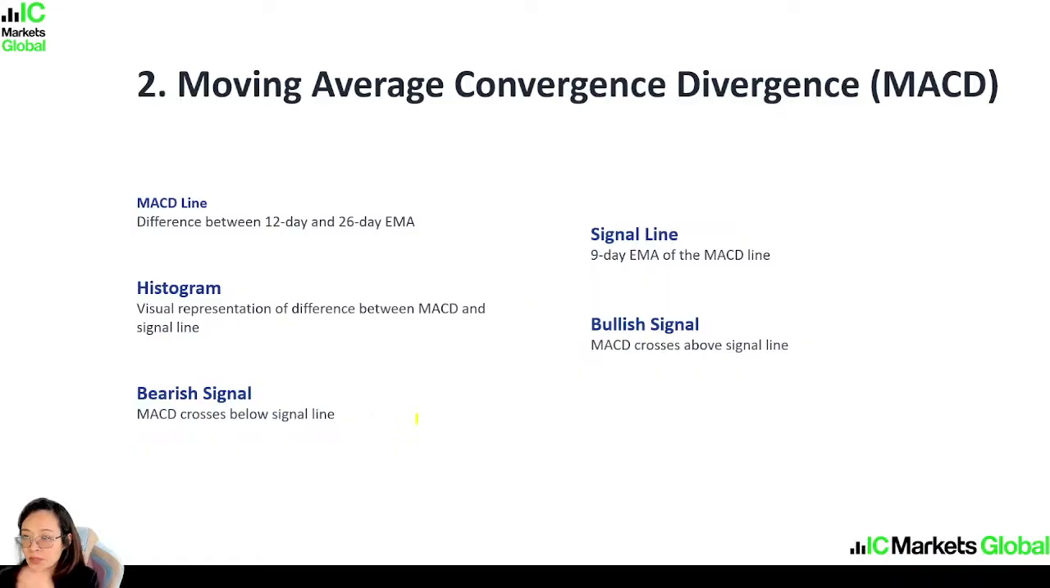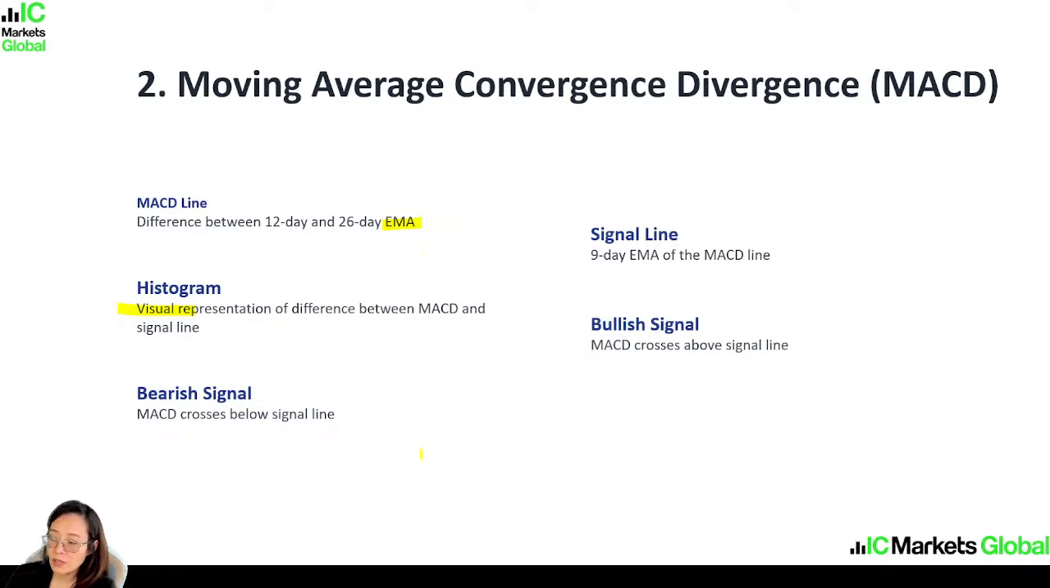All right, and the MACD, or moving average convergence divergence. We know that the MACD consists of the MACD line, the histogram, and the signal line. It uses the 12 day and 26 day EMA, and the histogram represents the difference between the MACD and the signal line.